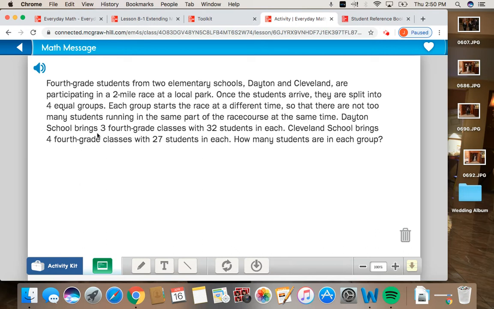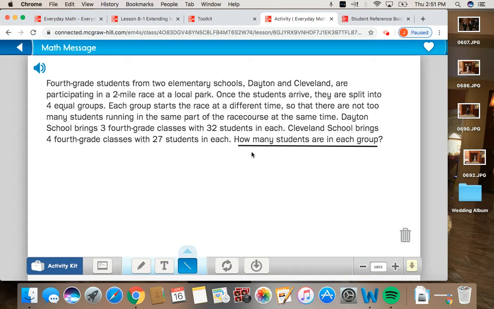Dayton School brings 3 fourth grade classes with 32 students in each. Cleveland School brings 4 fourth grade classes with 27 students in each. How many students are in each group? And that's important. How many students are in each group? This is our question. This is what we want to know. This is what we want to find out.